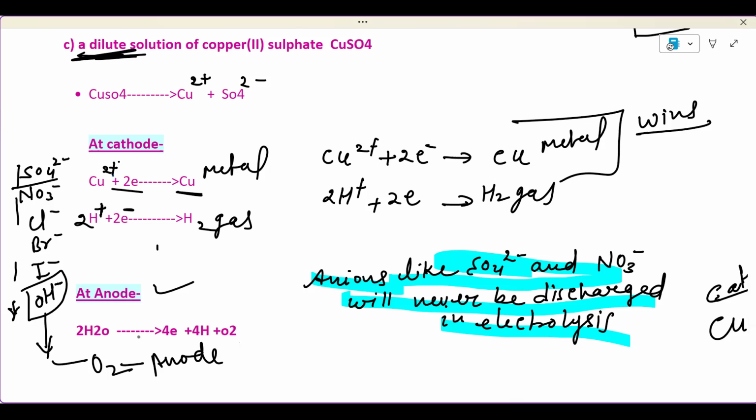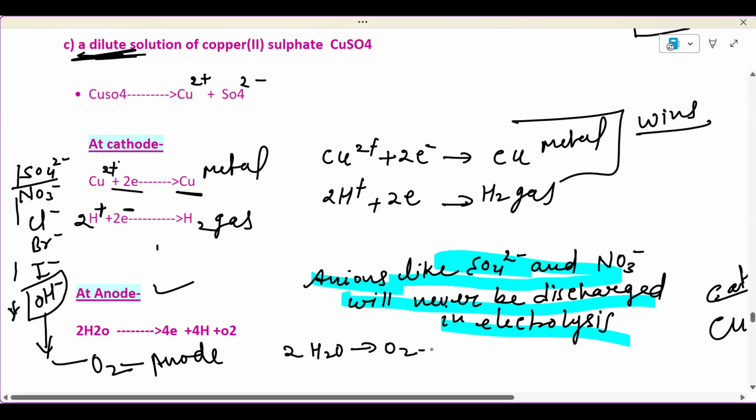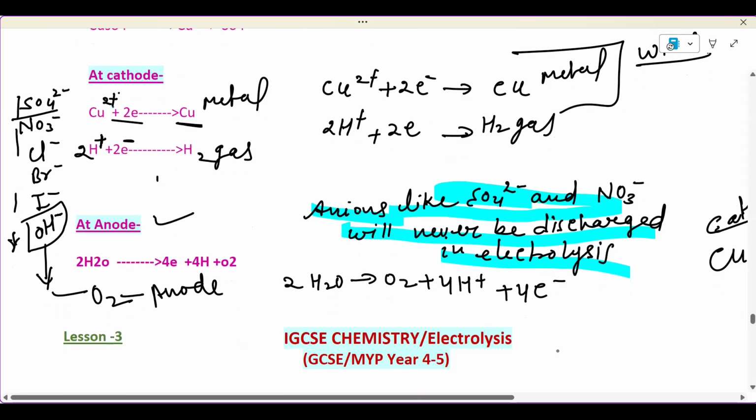It is 2H2O, right? It should be like this: 2H2O gives oxygen plus 4 hydrogen plus 4 electrons. So it means in the electrolysis of copper sulfate solution, copper metal is produced at cathode and oxygen gas at the anode with H2SO4 as a byproduct.